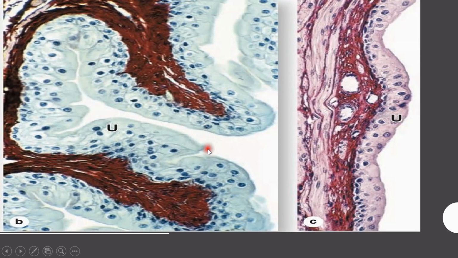This microscopic picture shows an empty bladder. When the bladder is empty, the mucosa is highly folded, and the urothelium has bulbous umbrella cells. This one shows a full bladder, where the mucosa is pulled smooth, the urothelium is thinner, and the umbrella cells are flatter.